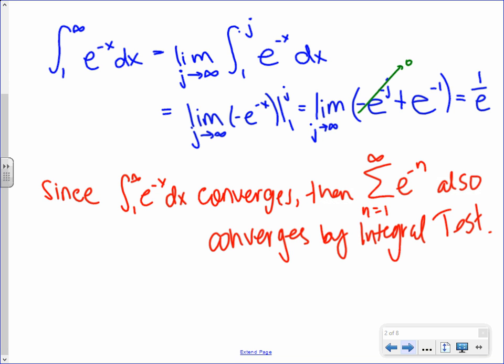Was that more work than identifying it to be geometric? Yes. Yep, it was. Not more work than the telescopic ones, if you thought that was good.